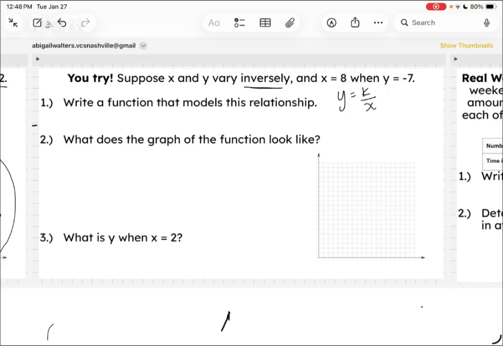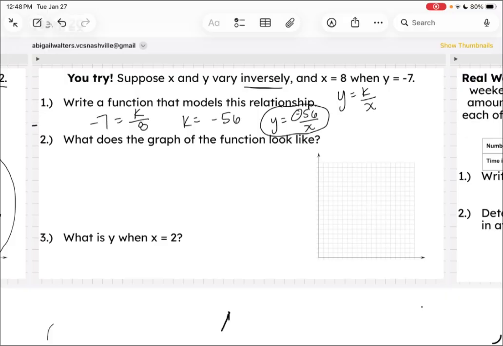So -7 equals k divided by 8. So I can see that k is -56, okay? So my equation is going to be -56 divided by x, okay? So again, make sure you had the right equation. You're going to type that into y equals, don't forget your negative, and then sketch a graph of that, okay?